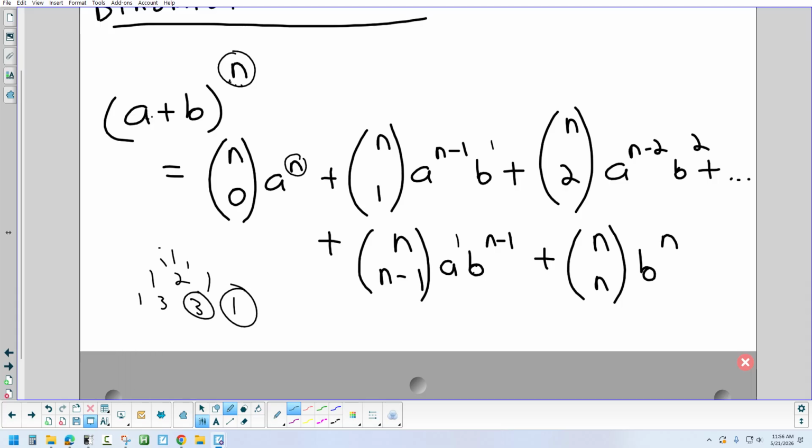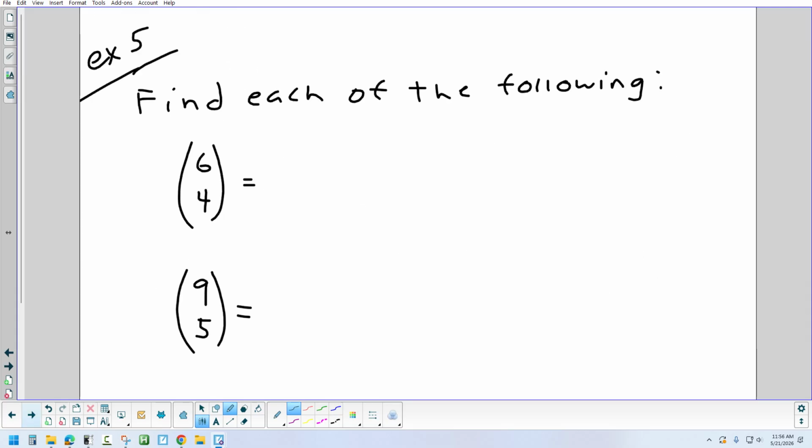Okay, the only problem we still have is what happens when n gets really big. We can't put it in on the calculator. Okay, so let's see how we do it. Okay, so we have 6 choose 4 and 9 choose 5.